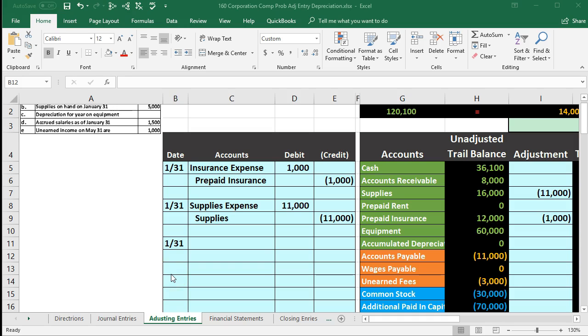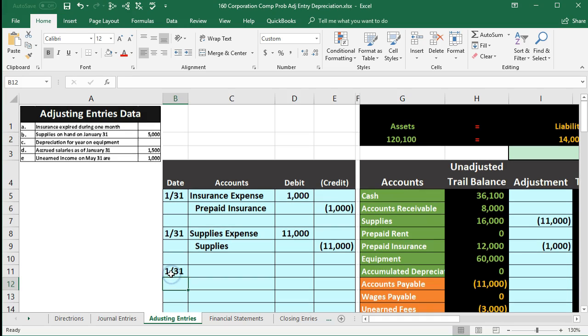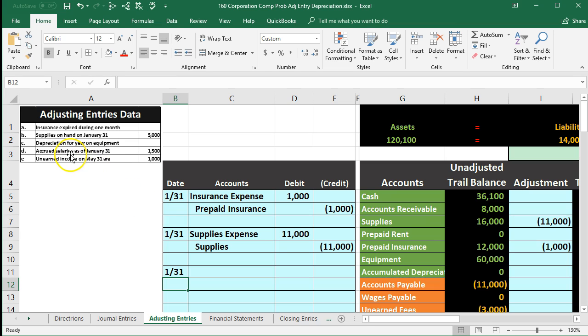In this presentation, we will continue on with our comprehensive problem entering adjusting journal entries, this time dealing with depreciation for the year on equipment.